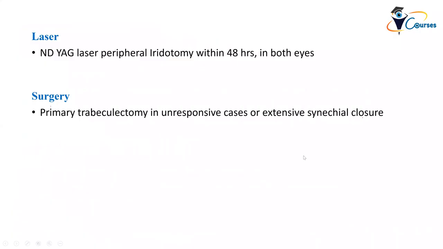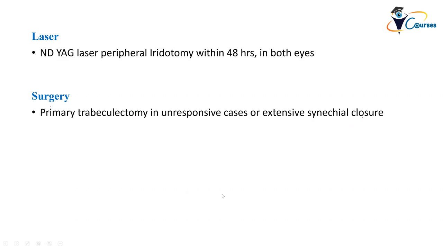After that, the patient should receive Nd:YAG laser peripheral iridotomy within 48 hours in both eyes. Surgery is reserved for patients who have extensive peripheral anterior synechiae of more than 180 degrees and persistent elevation of the intraocular pressure despite the PI. Those cases should be managed surgically by trabeculectomy. So this is for primary angle closure glaucoma.